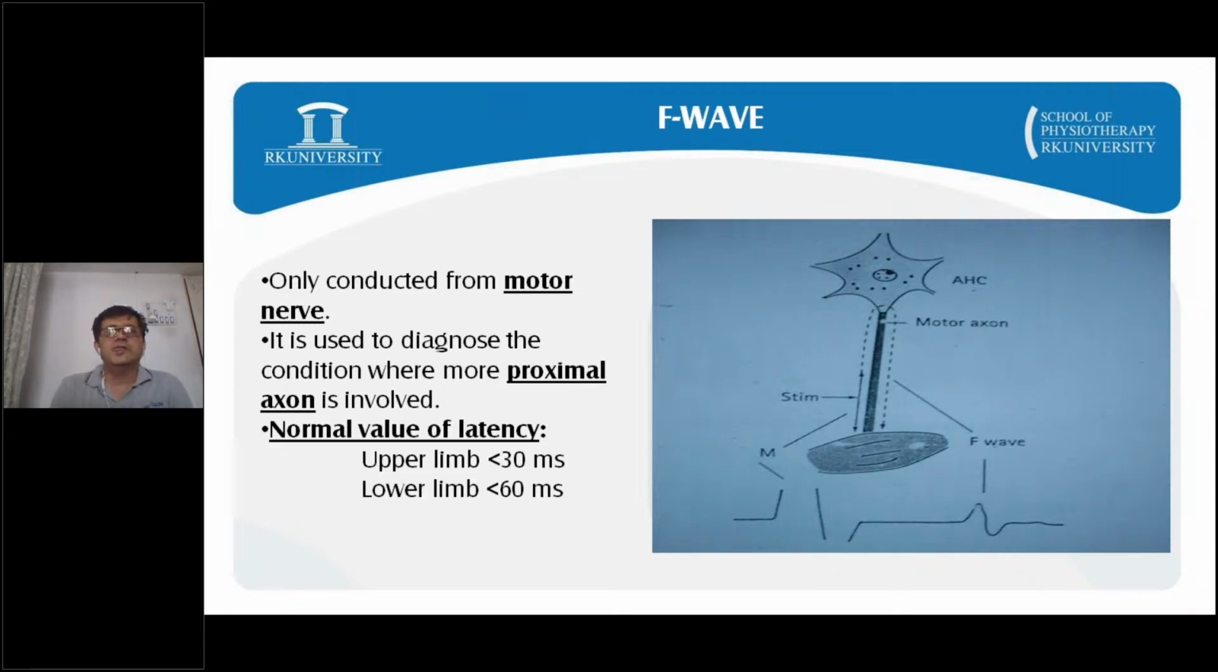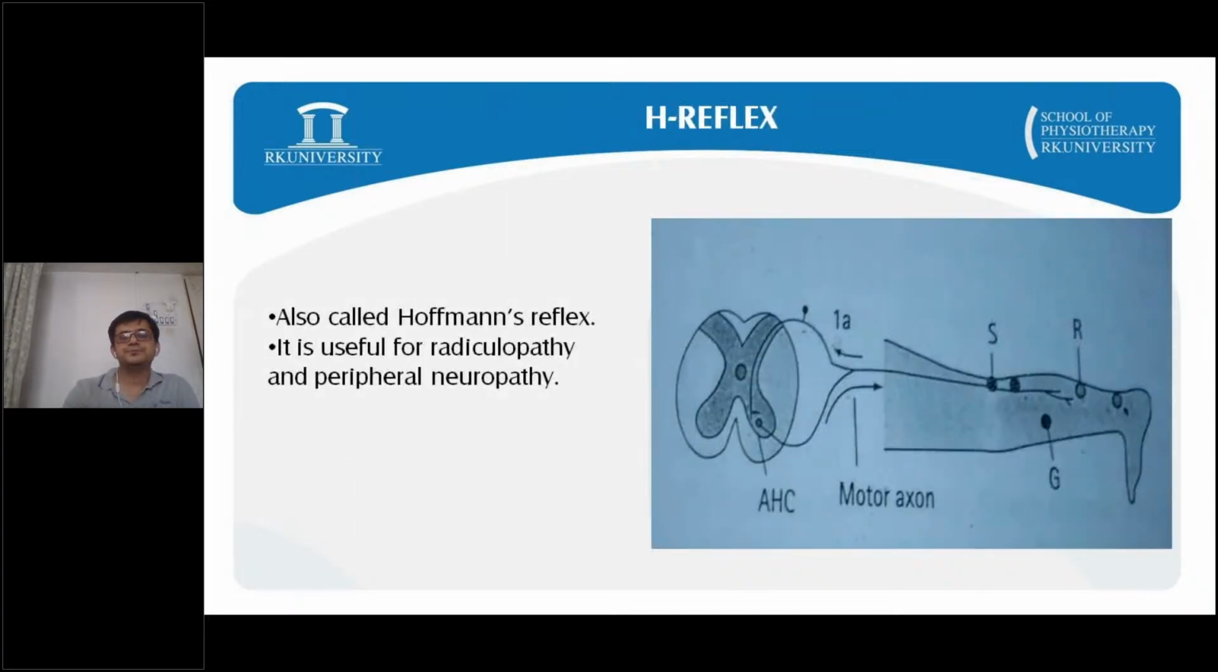Now we have normal values of F wave latency. For upper limb it is less than 30 millisecond, and for lower limb it is less than 60 millisecond. So as you have observed, it is less than 30, less than 60 millisecond. Okay, it is normal. More than that, it is abnormal. Clear? So normal value is less than 30 millisecond for upper limb and less than 60 millisecond for lower limb.